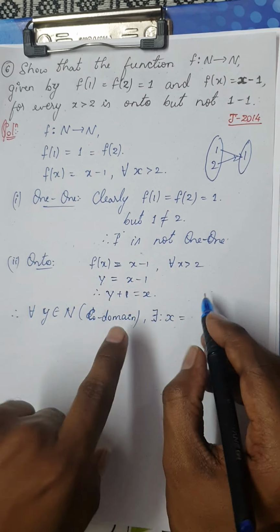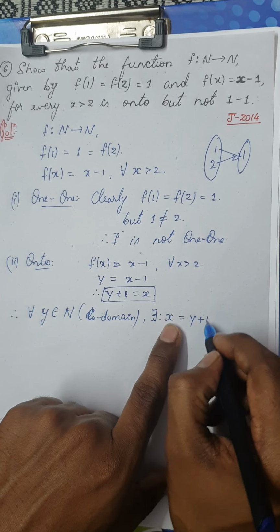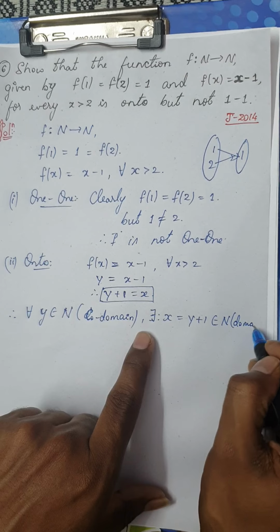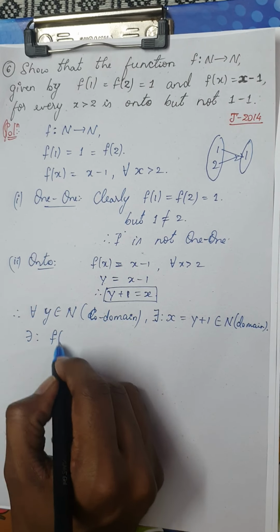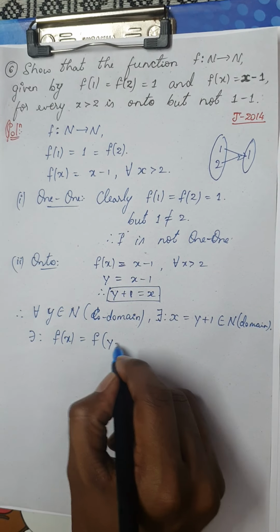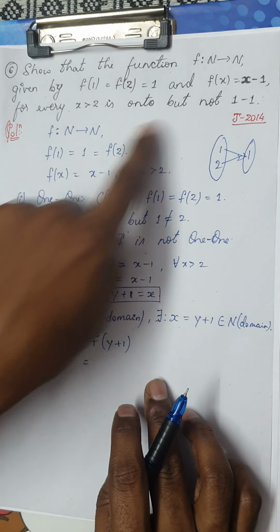Where is the x? It is right here. There exists x which is equal to y plus 1. This belongs to N, which N? The domain N. Okay, such that f of x is equal to f of y plus 1. How is f of x defined?